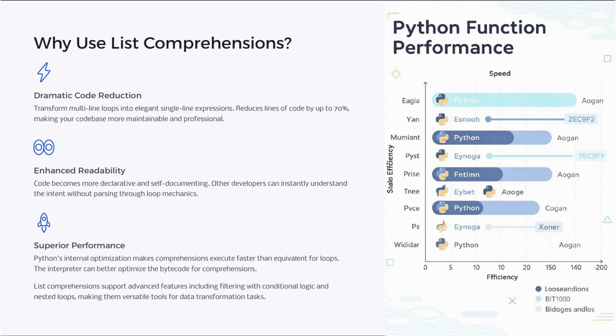List comprehensions dramatically reduce code lines, transforming multi-line loops into concise expressions, enhancing maintainability. They improve readability, making code self-documenting and easier for developers to understand. Python optimizes comprehensions for superior performance over traditional loops. Advanced features like filtering and nested loops make them versatile for complex data transformations.